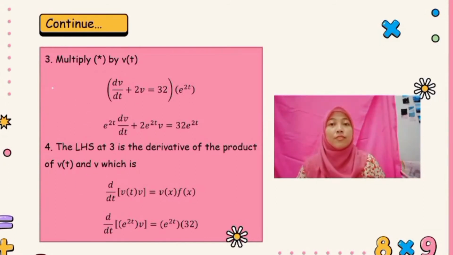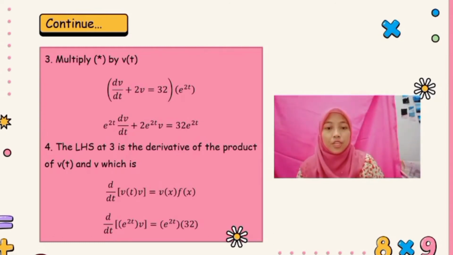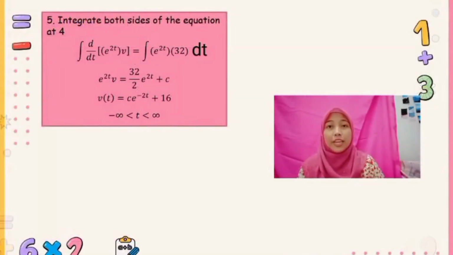For step 4, the left hand side of the equation in step 3 is the derivative of the product of mu(t) and V, so we get these equations. From the equation in step 4, we integrate both sides of the equation in step 5. When we integrate both sides, we get the final V(t) equal to C e to the power of negative 2t plus 16.